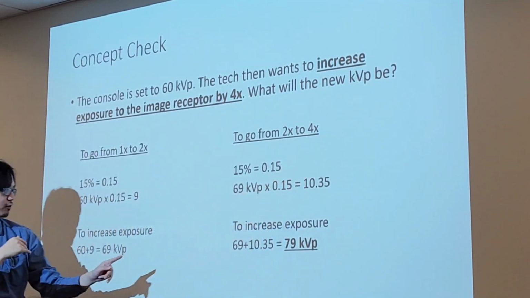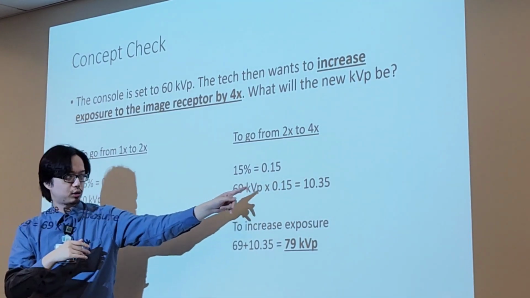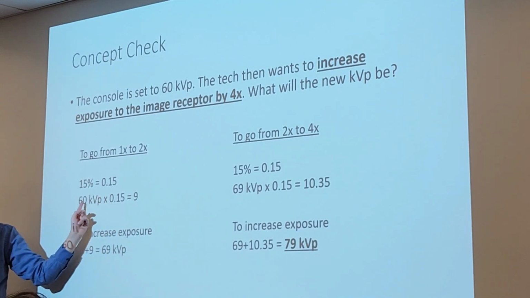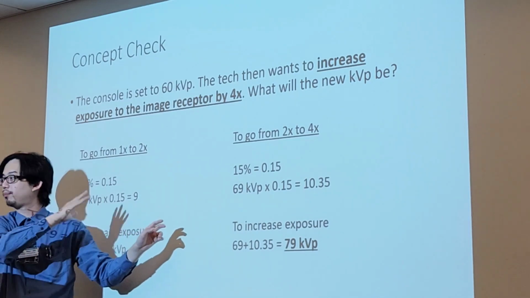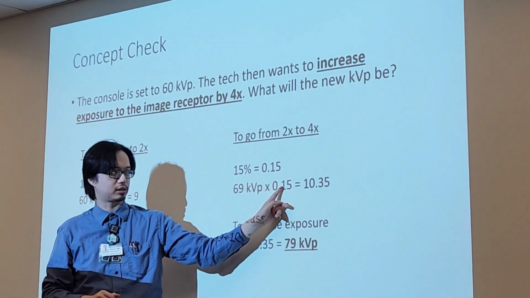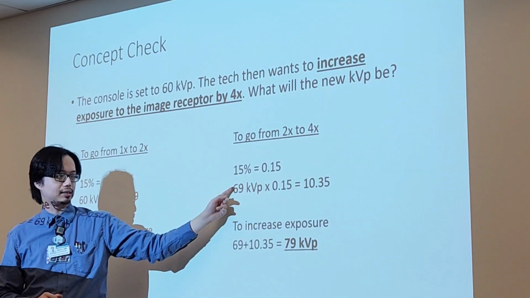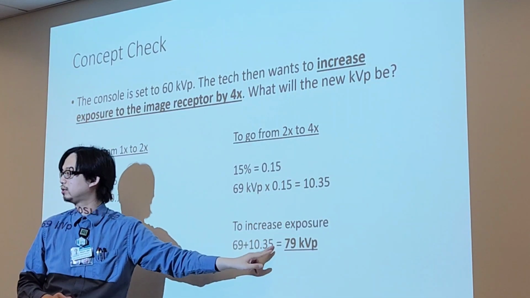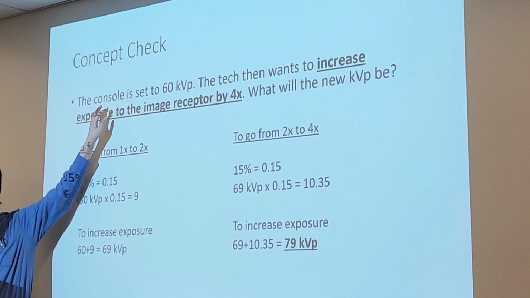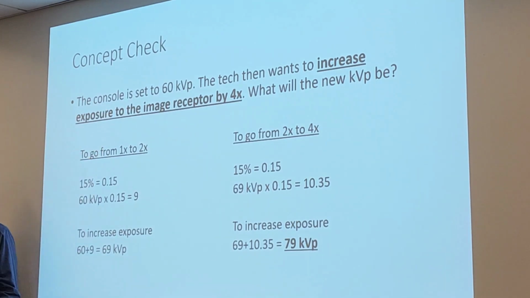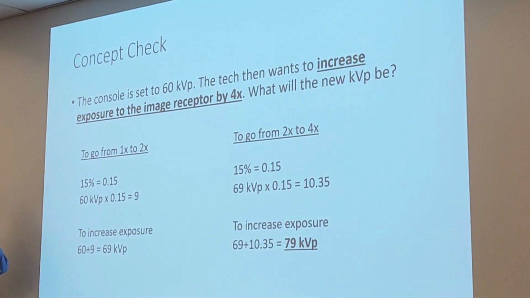Notice this is a different number. 15% of 69 is different from 15% of 60. So you can't just say, oh, let me add 30%. It doesn't work that way. We need to do them step by step. So we do our next 15% here, get a new number, add it to 69, and at this point, at 79, we took 2 steps up with 15%, and we also went up 2 steps with our exposure. Step number 1, we went from 100% to 200%, we went up double, and then from there we went from 200 to 400%, 2 times to 4 times.